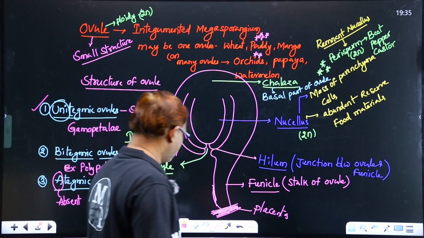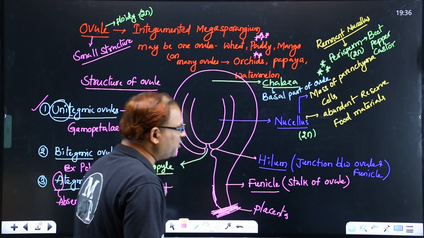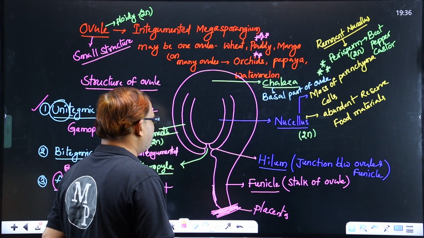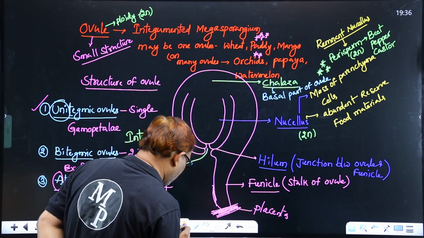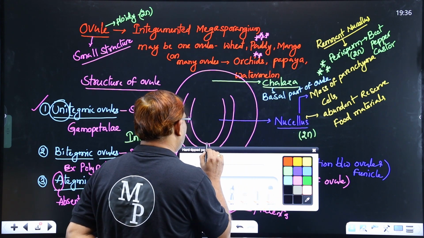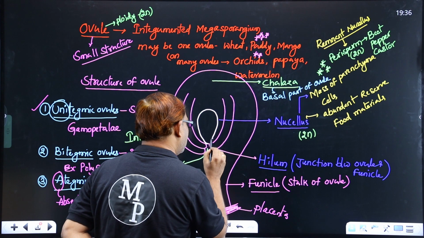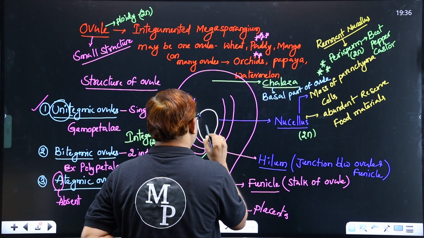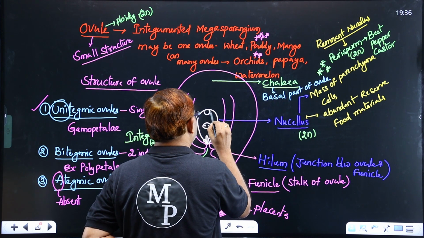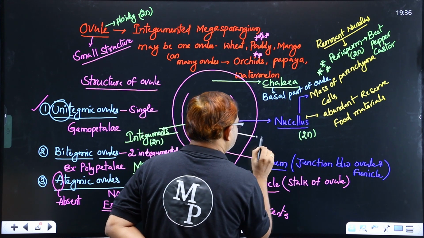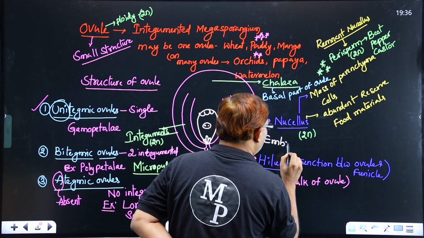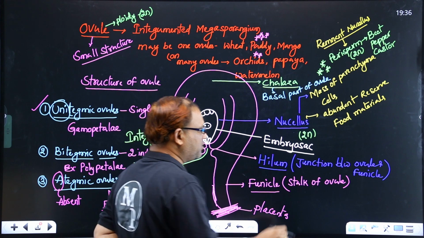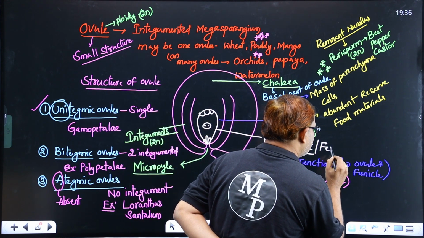Okay, clear now. Coming to the next, inside the nucellus, a single embryo sac is located. How many embryo sacs are located inside? A single embryo sac. This is called the embryo sac. We'll see the detailed information in the embryo sac structure a little later. There is a question in NCERT: how many embryo sacs? The embryo sac has one more name.